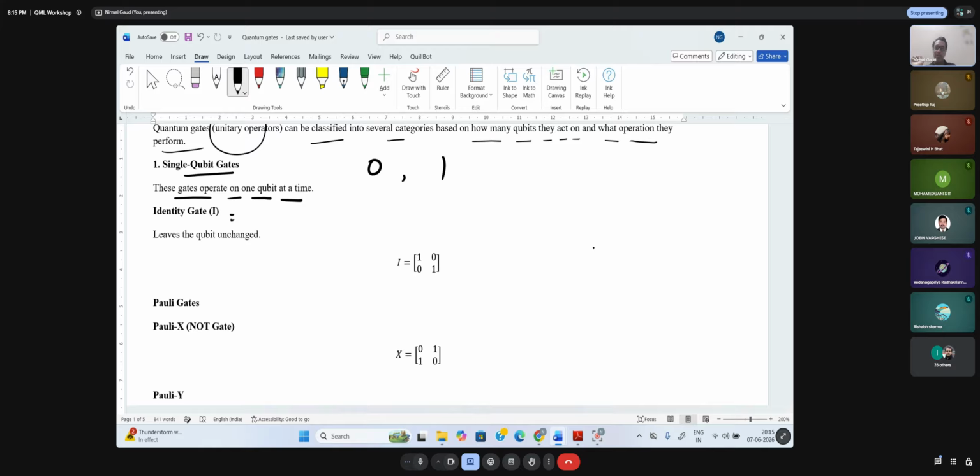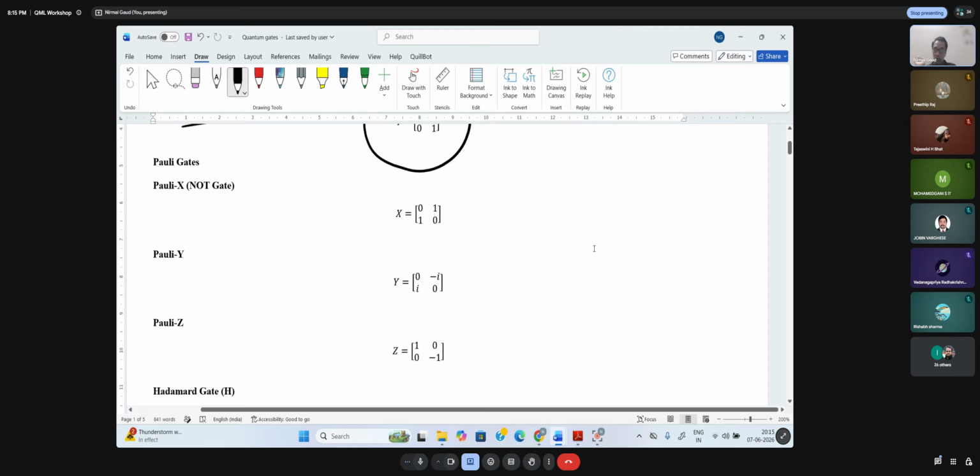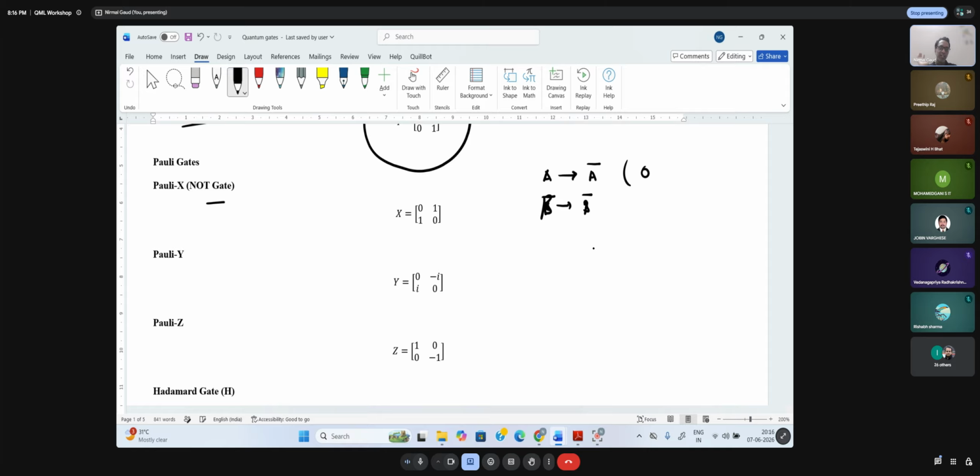If we apply these bits over the identity gate, there is nothing to get changed, because identity is like this: 1 0 0 1. This is the identity matrix, so it is the identity gate. We do have Pauli gates also, Pauli X, the NOT gate. That means NOT is negation. An input A will be negated as A bar, B input will be negated as B bar, or I would say 0 will become 1 or 1 will become 0, like this. So it's a NOT gate.